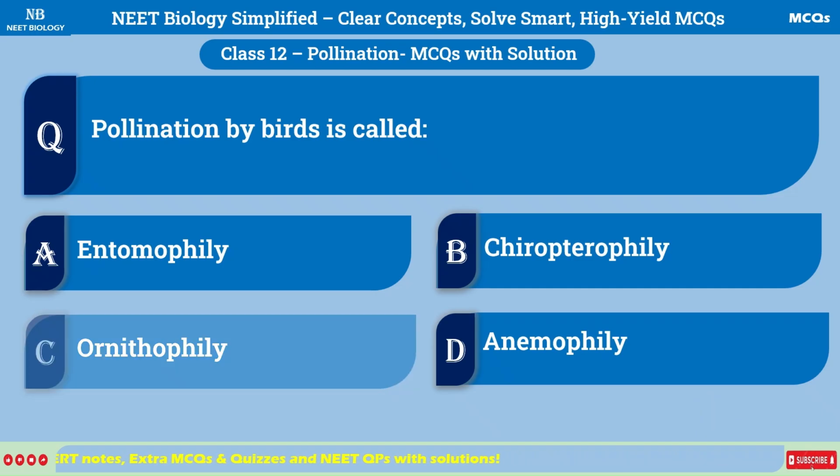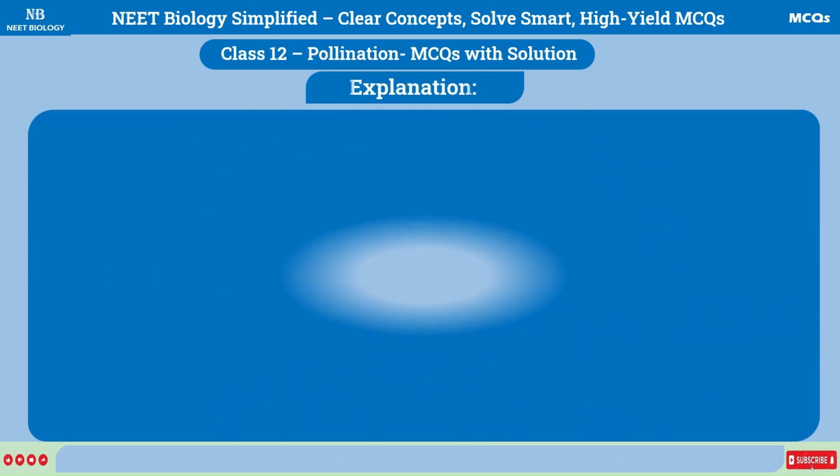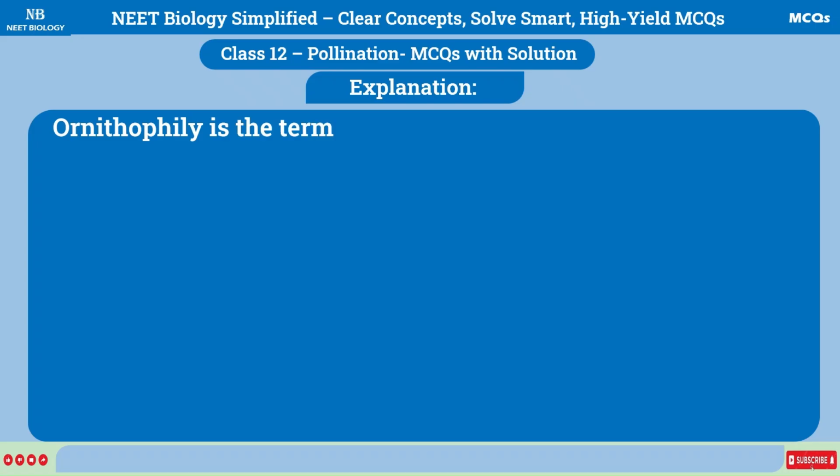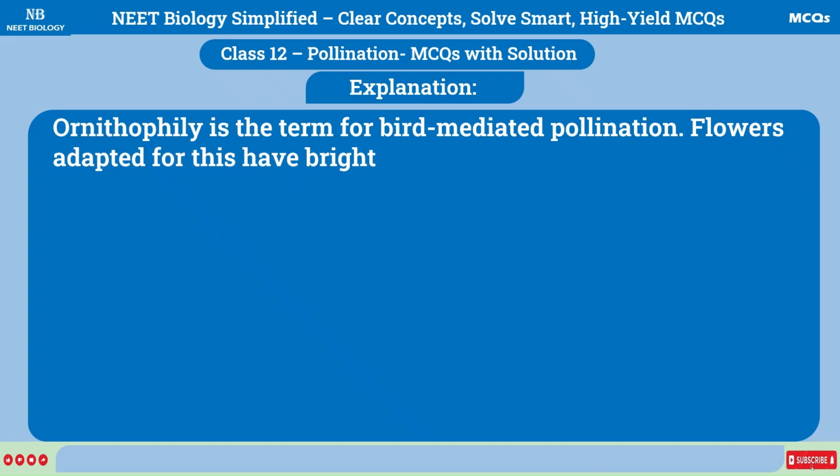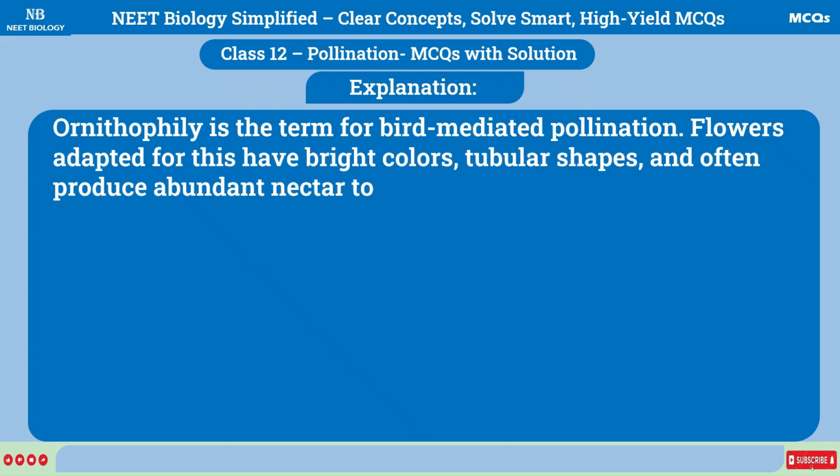Correct answer is C. Ornithophily. Explanation: ornithophily is the term for bird-mediated pollination. Flowers adapted for this have bright colors, tubular shapes, and often produce abundant nectar to attract birds.